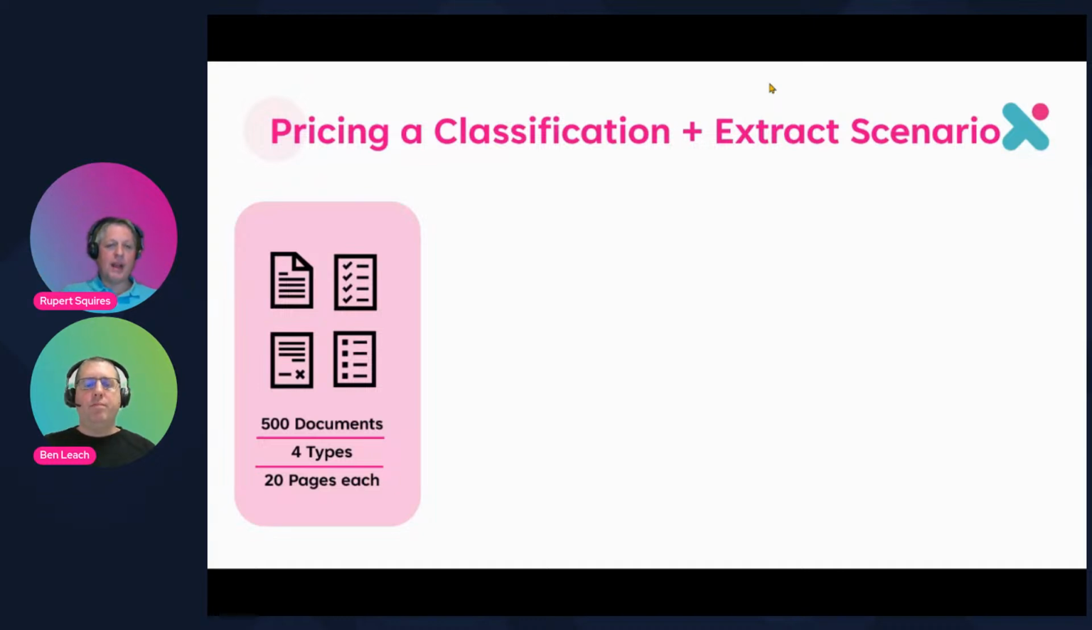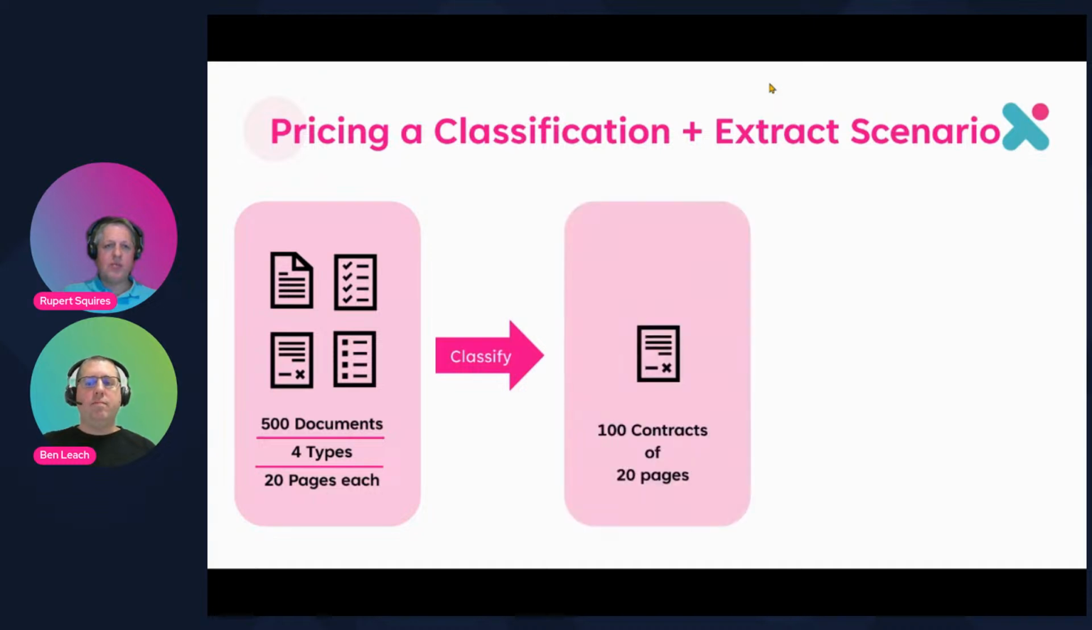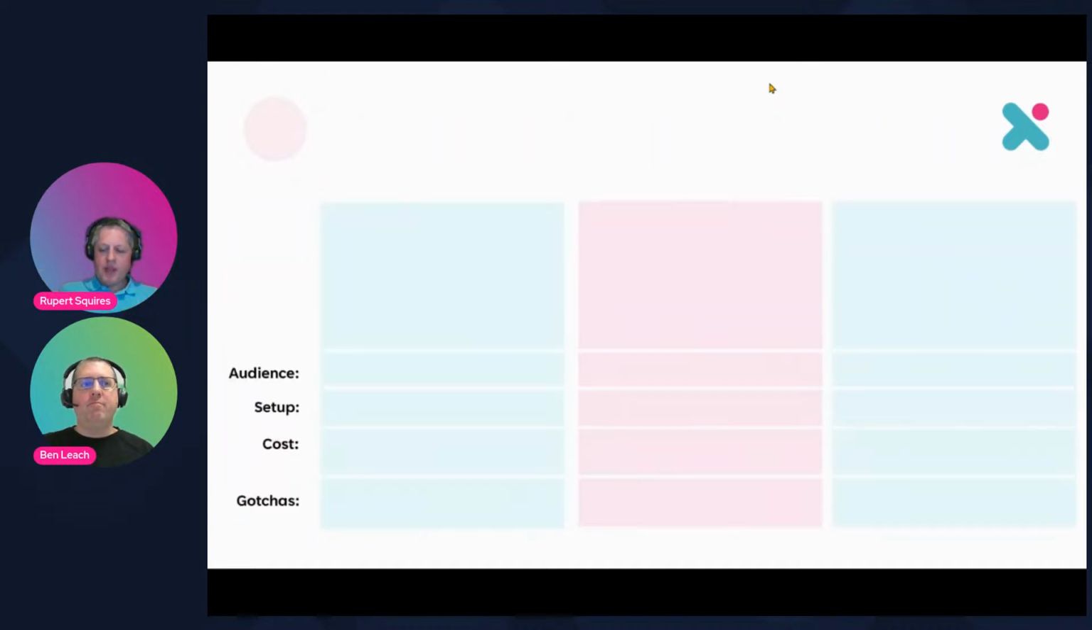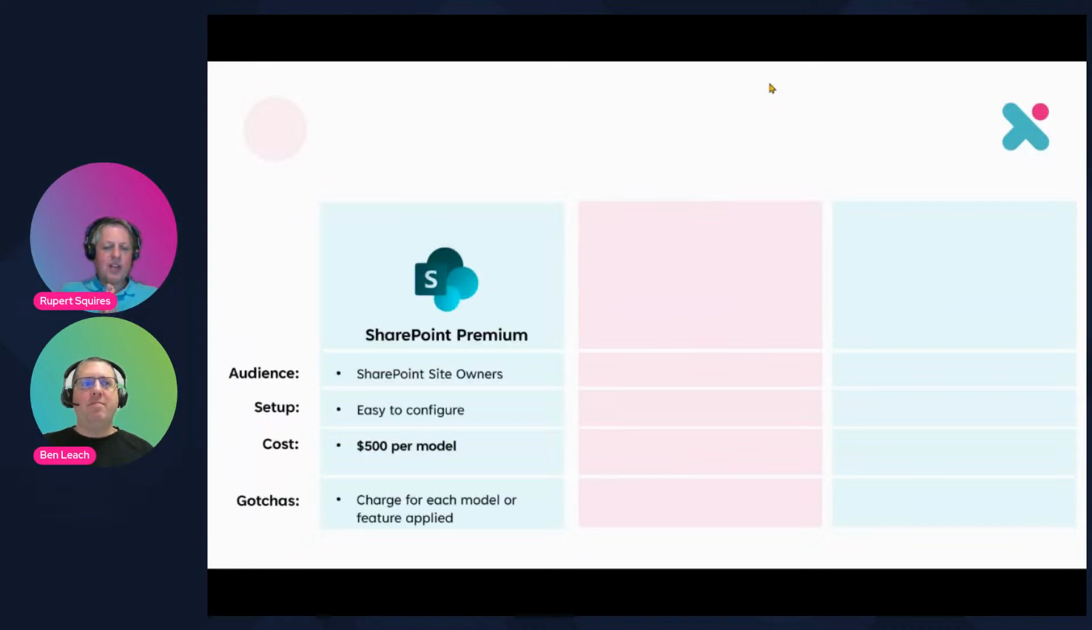So I would just say, look, bring out those statements of work. So running that classify model, I've worked out I've now got 100 contracts at an average of 20 pages each. And so now I've got those, I want to go and extract that key information we talked about: client, project, start date, effort. So that's the scenario. Now you've gone away and crunched your numbers, and you're just going to take us through each of the 3 options and how we got to the cost of each of these solutions.